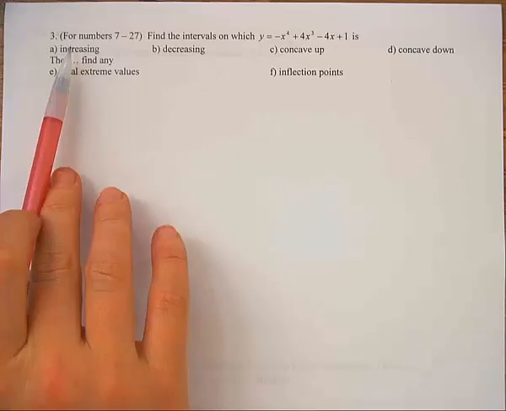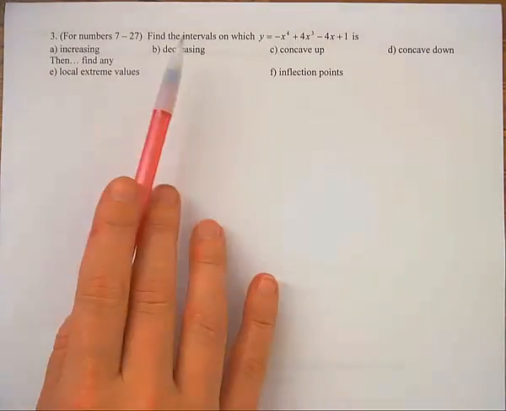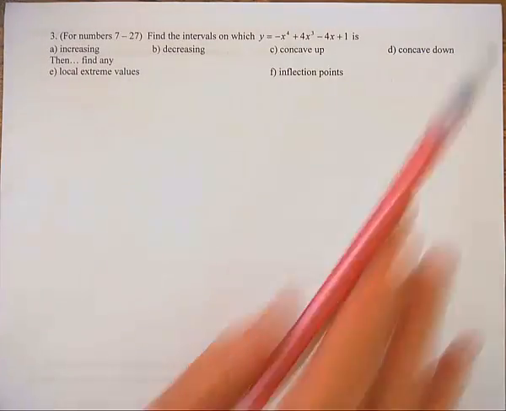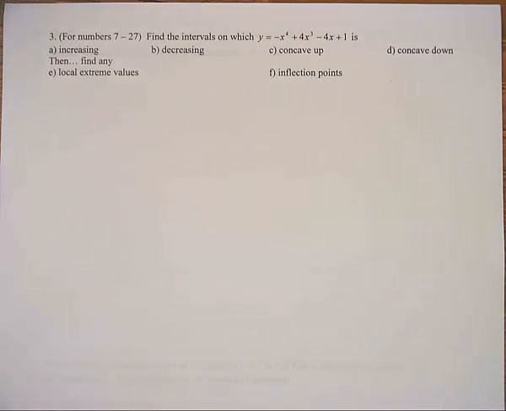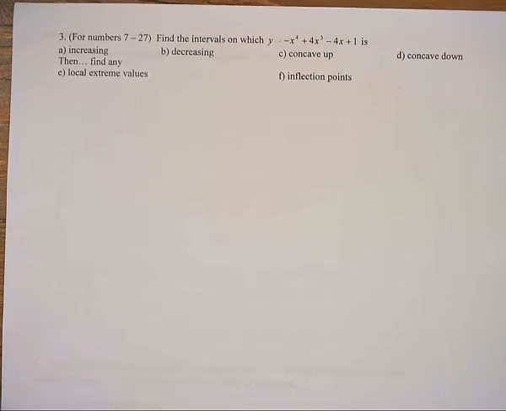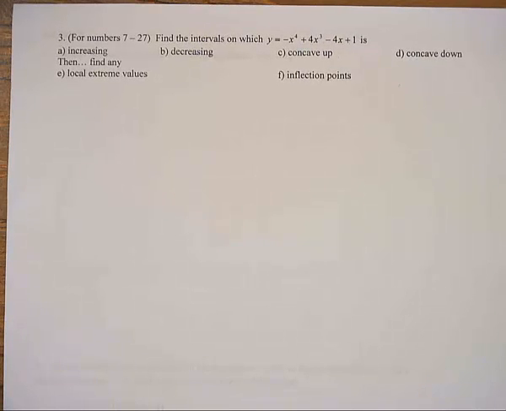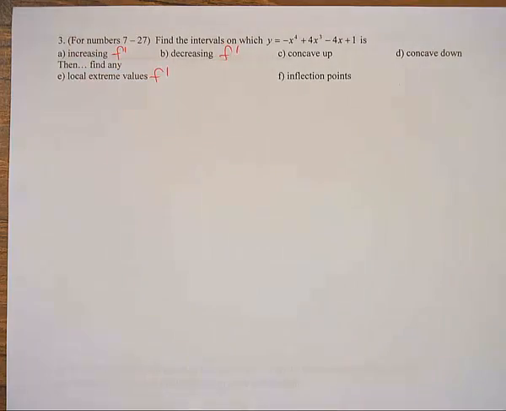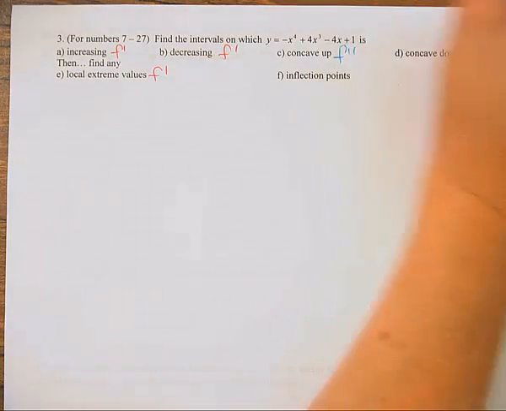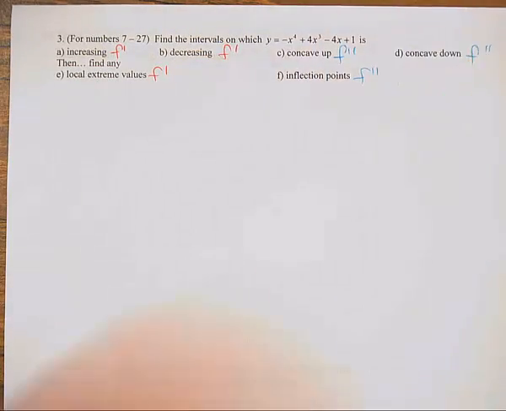I'm asked to find 6 things: where it's increasing, decreasing, where it's concave up, concave down, where the local extreme values are, and where the inflection points are. So there's 2 parts to this, because to find where it's increasing and decreasing, I have to use the first derivative. And then the first derivative will also help me find the extreme values. But to find where it's concave up, concave down, and the inflection points, I have to use the second derivative. And there's no shortcut. You have to basically do 2 different problems.